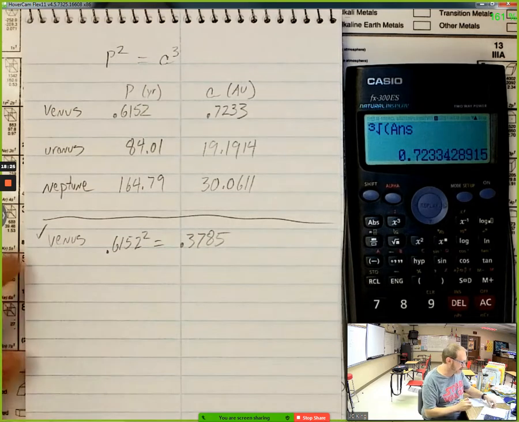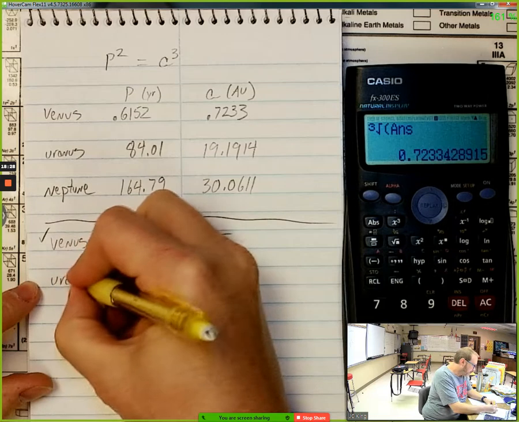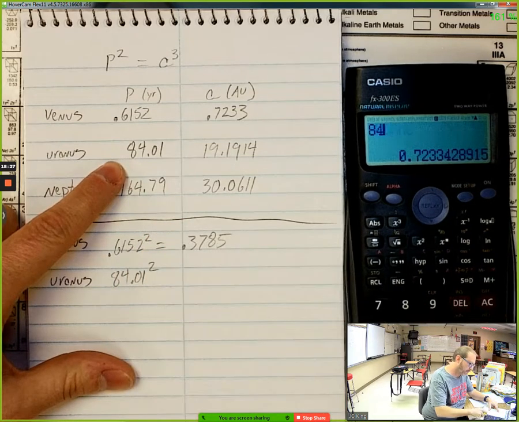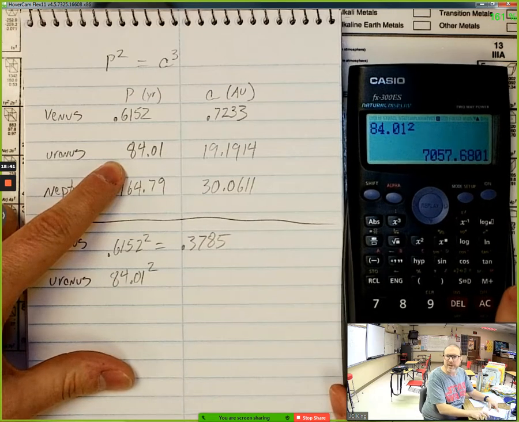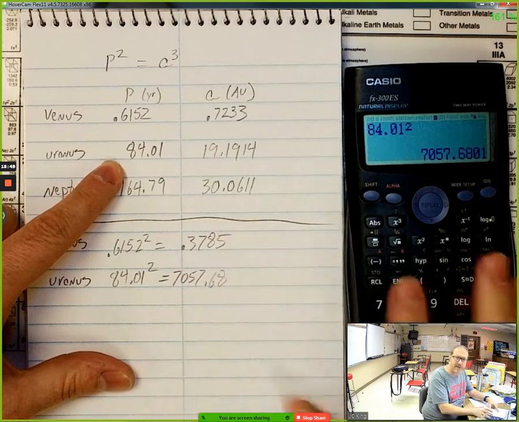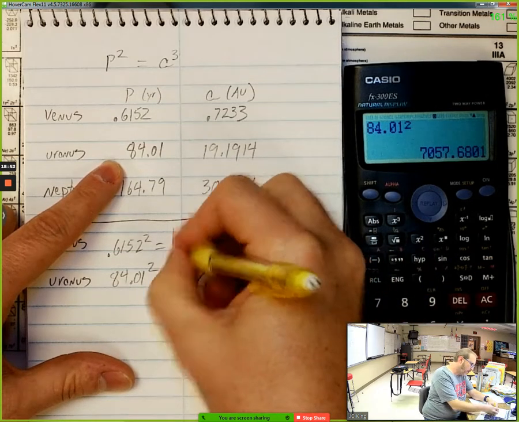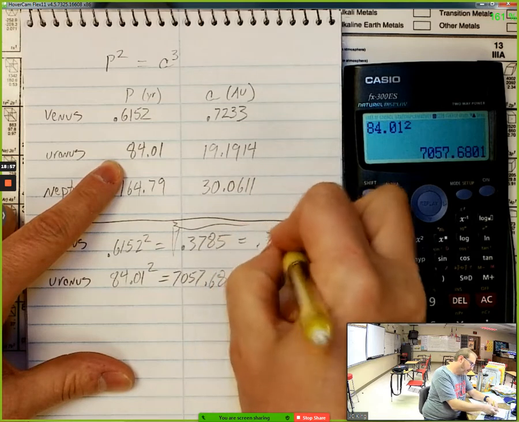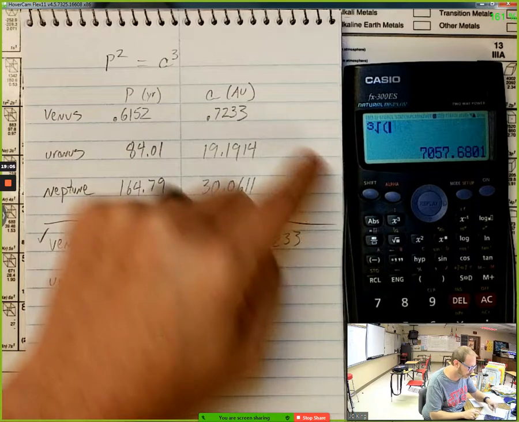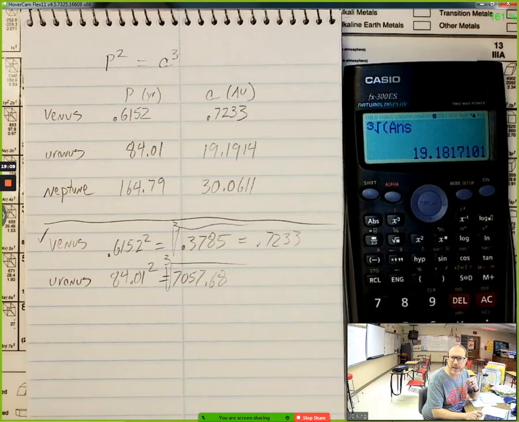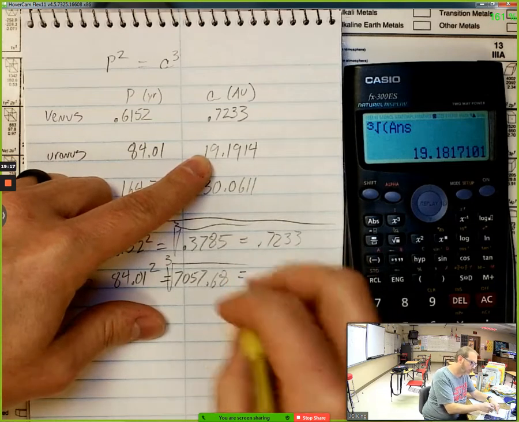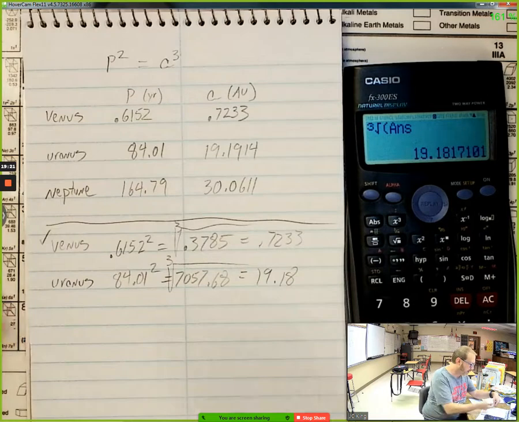Now let's consider Uranus here. We've got 84.01, so let's do 84.01 squared. Okay, I get 7,057 and change. I guess I should actually finish up my whole thing here. So now let's take the cube root of this guy. Shift, cube root, answer. I get 19.18. That's awfully close. Would you agree? Super duper. Okay, so 19.18 AU. Cool.